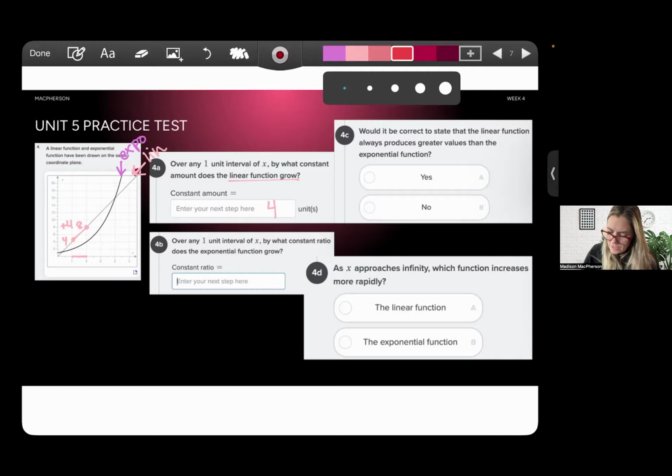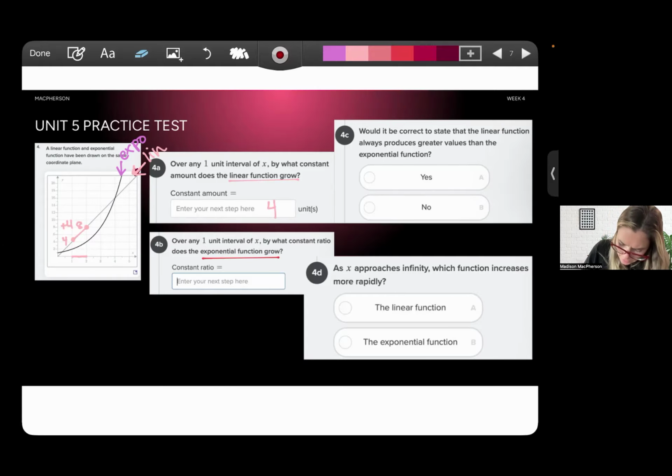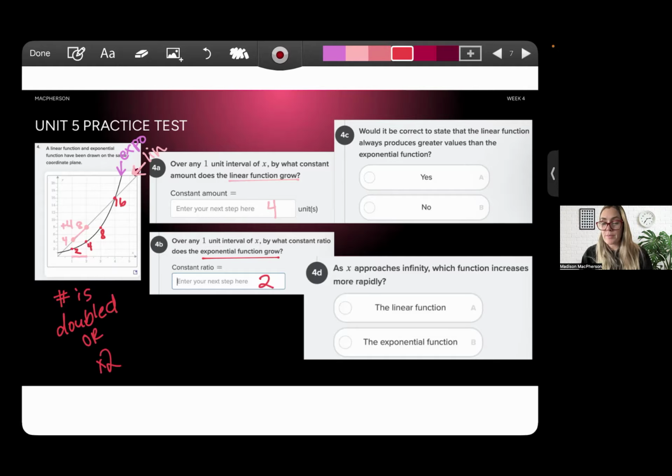The next one says, over any 1 unit interval of x, by what constant ratio does the exponential function grow? So now we're looking at the curve, and at 1 unit, we're at 2. At 2 units, the next unit over, we're at 4, and then we're at 8, and then we're at 16. So what's happening to that number every time? It's doubling, which means it's times 2, right? So our constant ratio is 2. We're being multiplied by 2 every time.